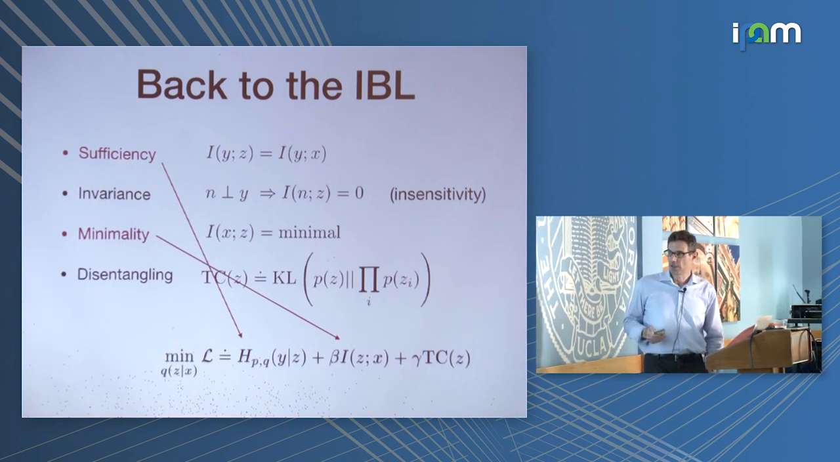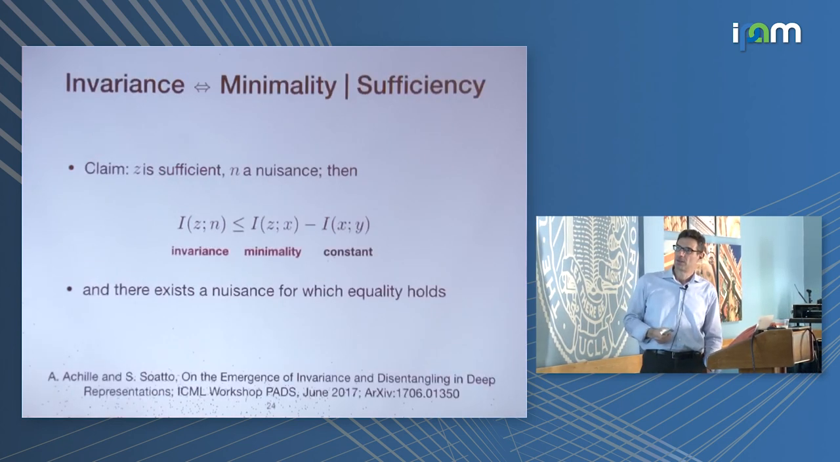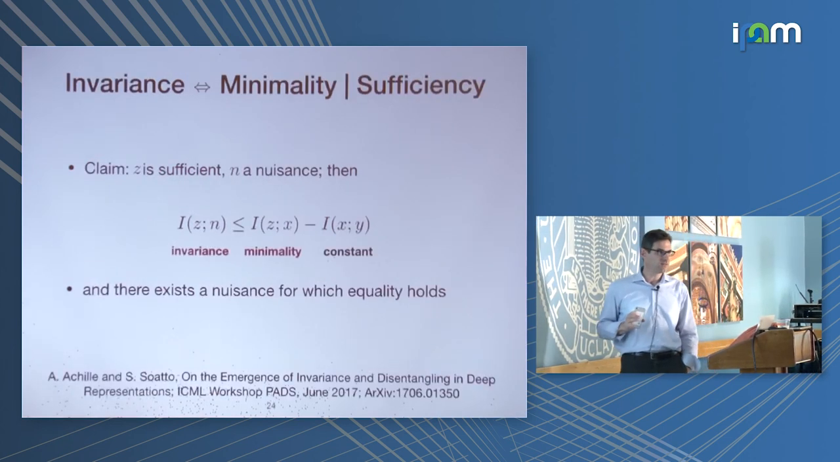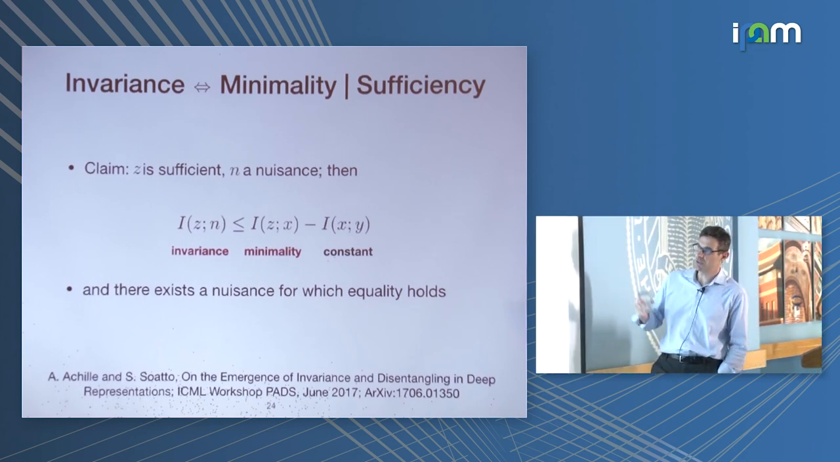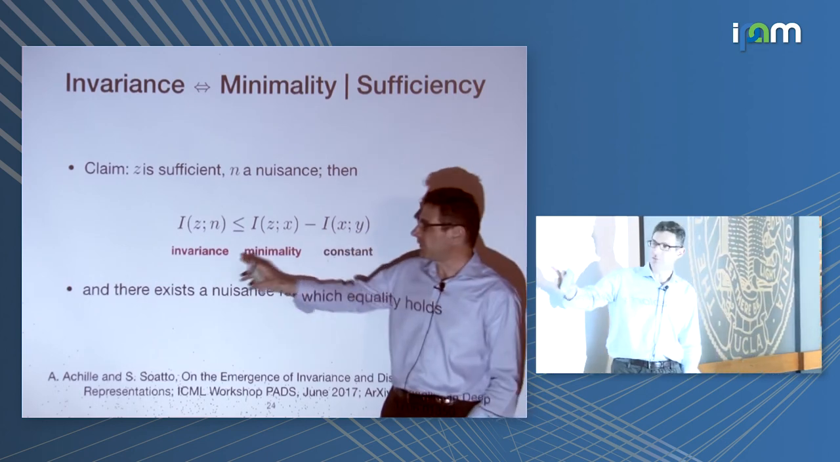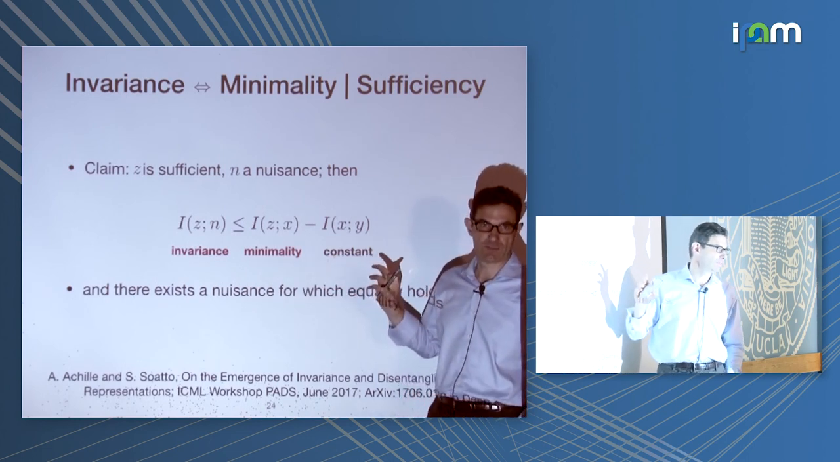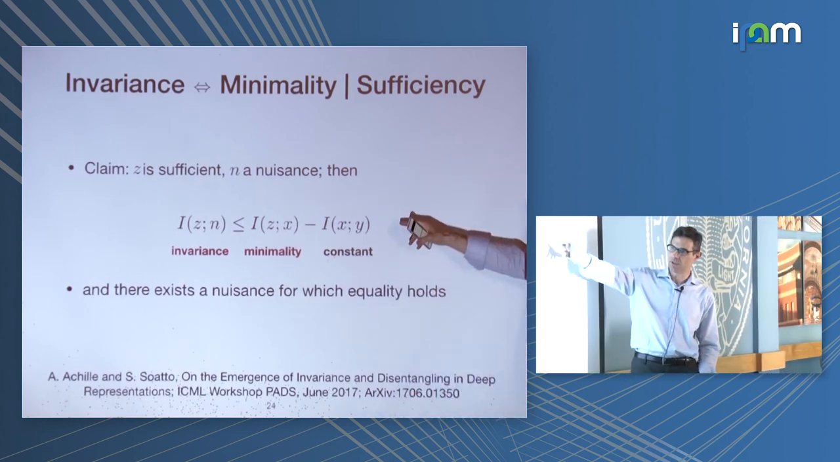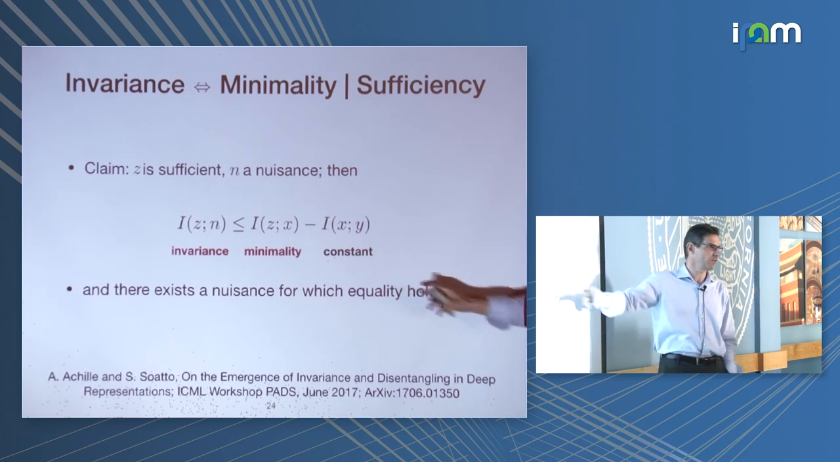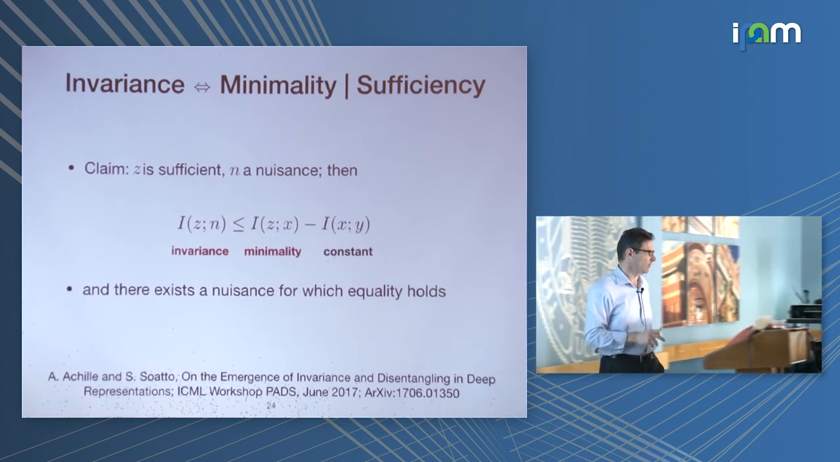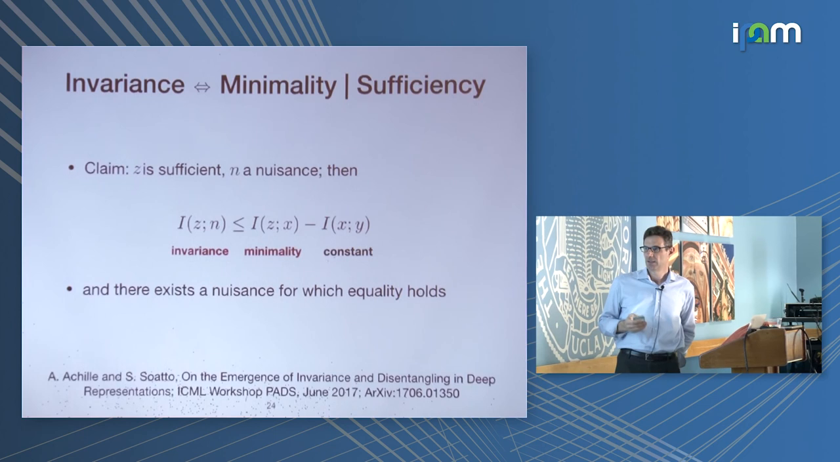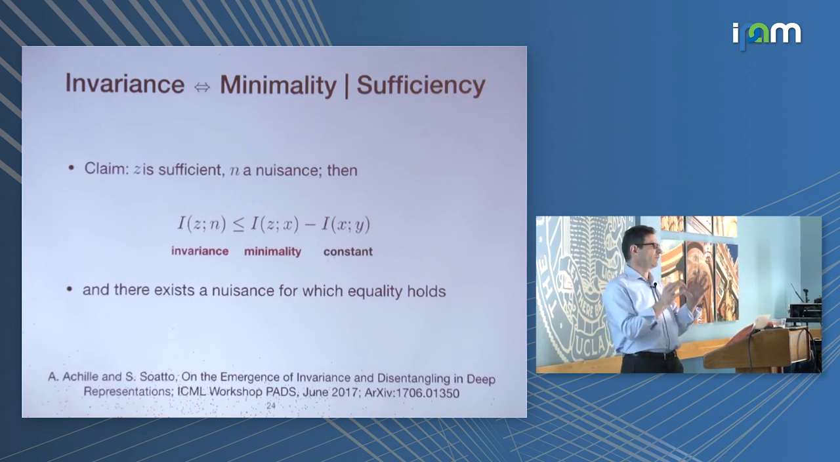Okay? So if I write these two, first of all, I get for free the third, in the sense that you can prove that given sufficiency, minimality is equivalent to invariance, okay? In the sense that there's an inequality, and you can always construct one case where that is an equality, okay? So in other words, given sufficiency, if you throw away everything else, then you get invariance, or if you are invariant, then you're minimal, okay?